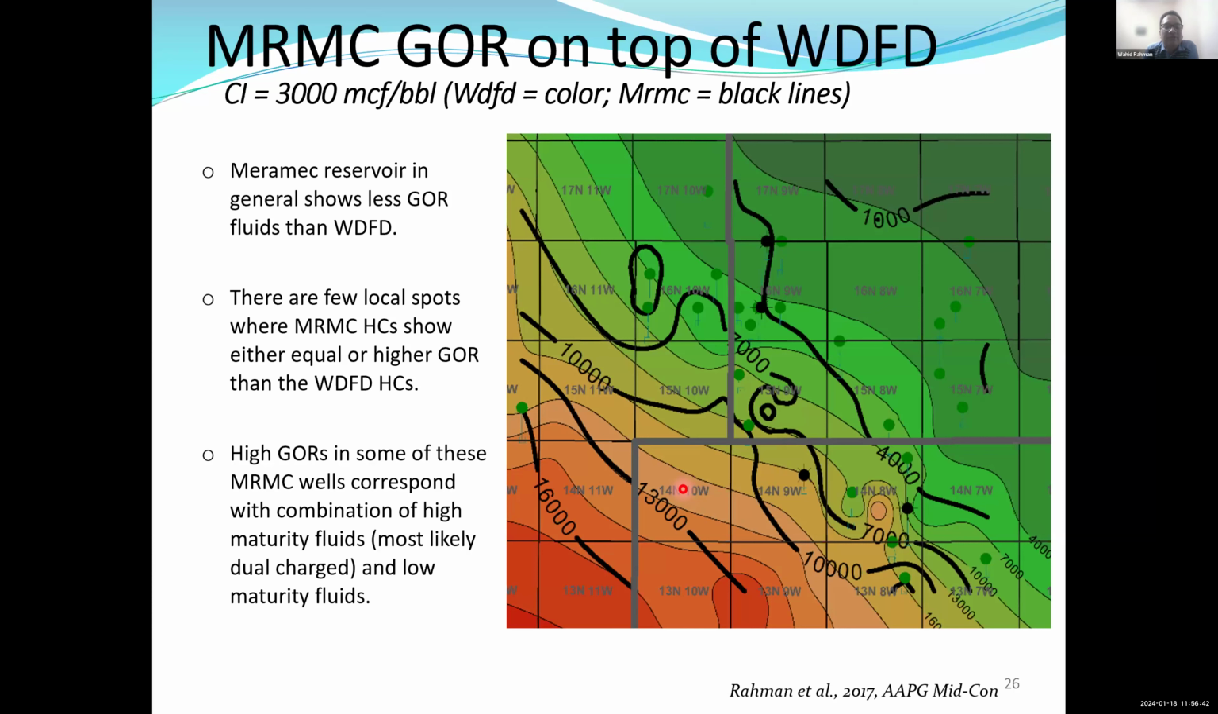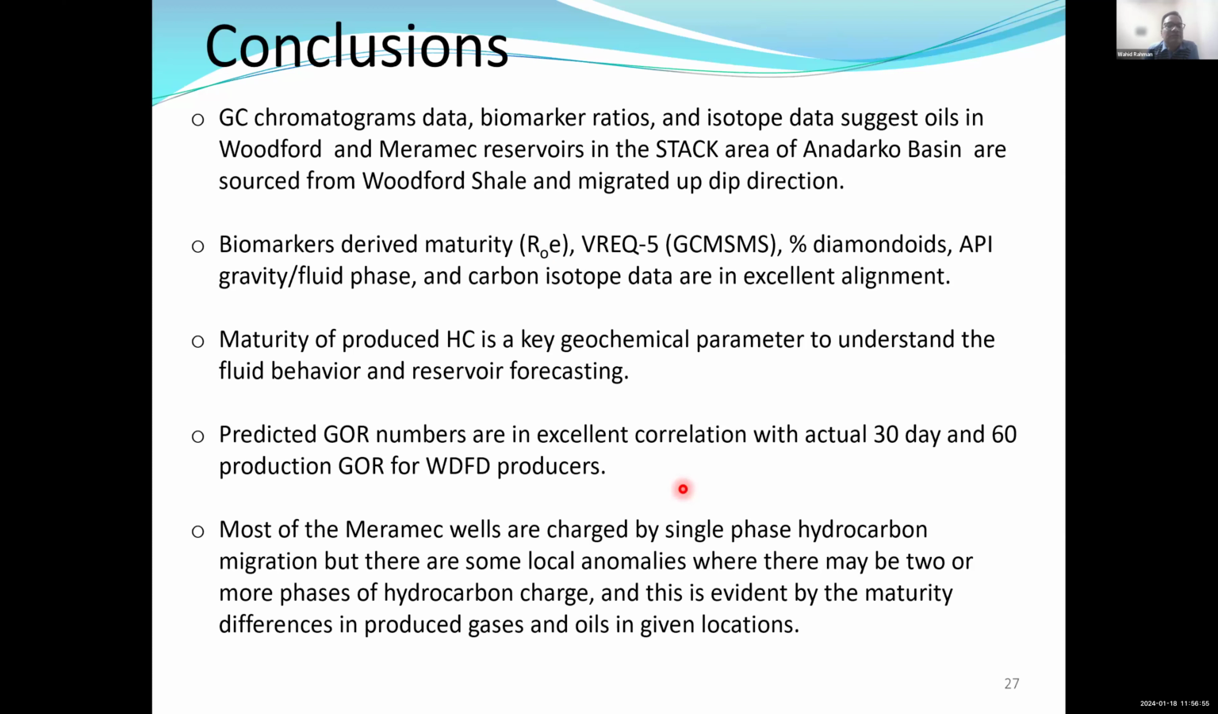And those are the fine-tuned locations where we see high GOR oils, and they're probably a secondary charge that came from a deeper source, and that makes this more mature fluid in the Meramec. So with that, I think I'm pretty close to conclusions. Do geochemistry when you drill wells in this unconventional basin, and try to integrate this data with the gas data or thermal maturity from the rocks and the gas and oil geochemistry.